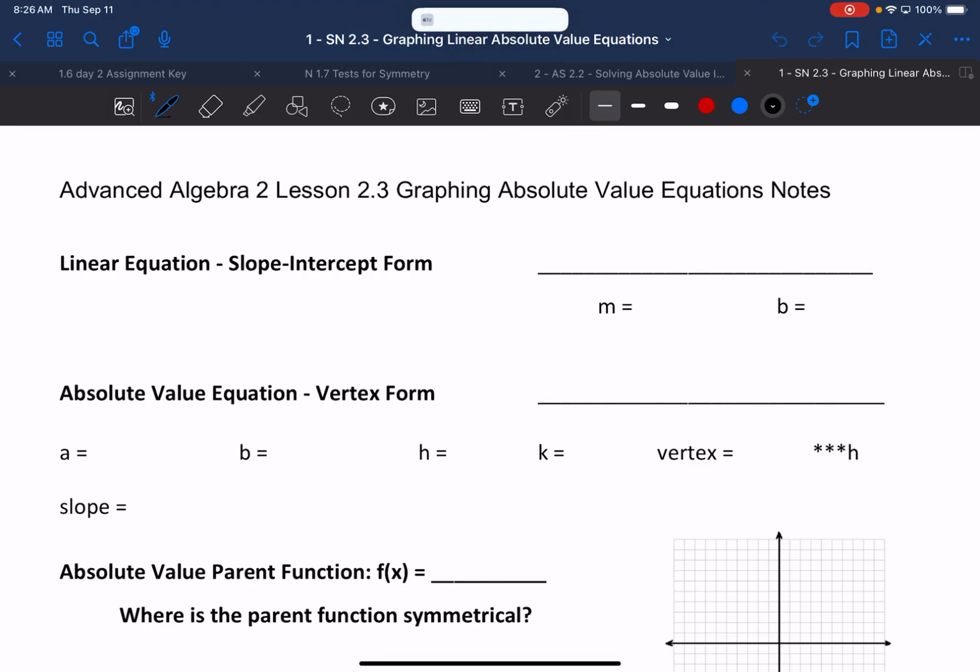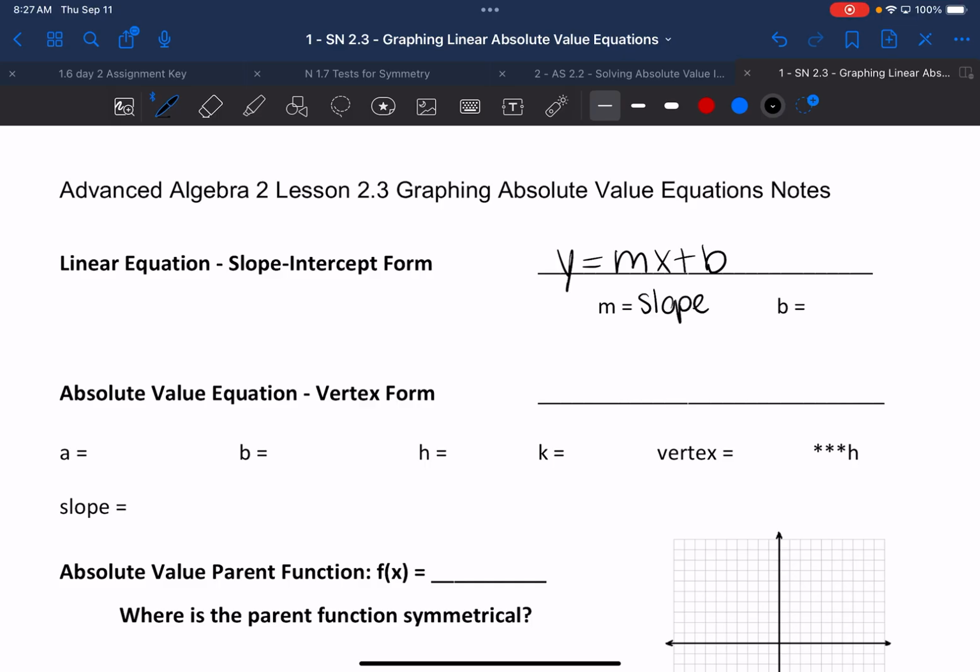Typically, if we're going to graph a linear equation, we like to see it in that slope-intercept form, right? And what is slope-intercept form? All right. And what does M tell us? What is M? The slope. Very good.